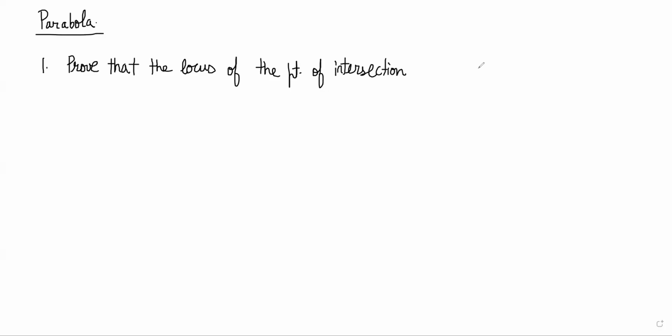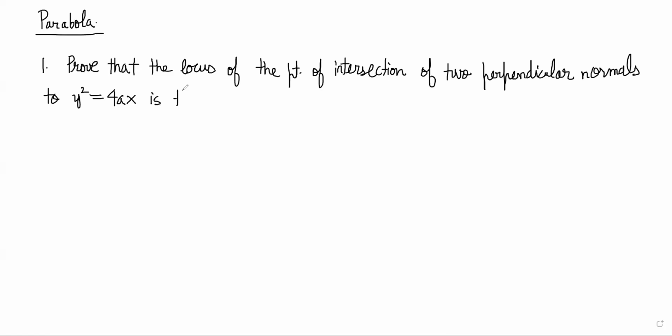This says, prove that the locus of the point of intersection of two perpendicular normals to y square is equal to 4ax is the parabola y square is equal to a times x minus 3a.